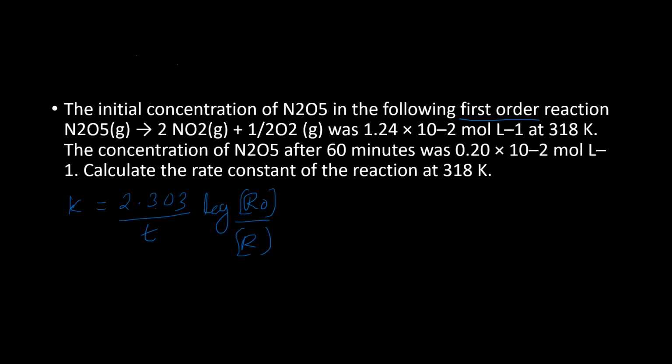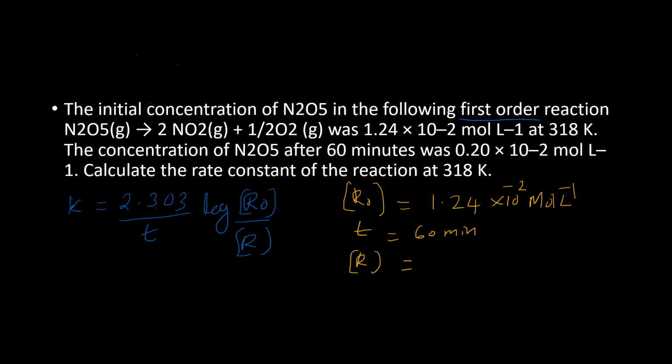Then what are the things given? The initial concentration is given, that is R0 equal to 1.24 into 10 raised to minus 2 mole liter raised to minus 1. Then the time is 60 minutes, and at 60 minutes the concentration, that is R, is equal to 0.20 into 10 raised to minus 2 mole liter raised to minus 1. So we have this, we have this, and we have this.